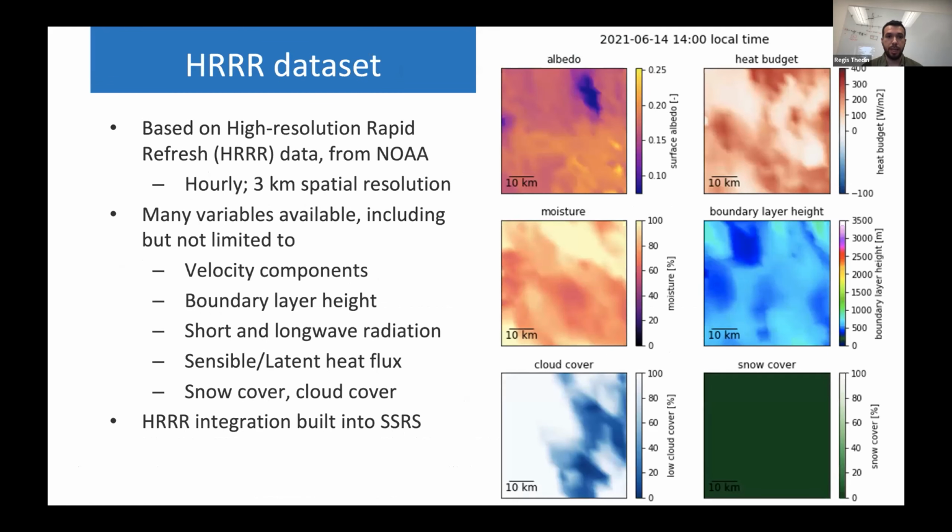This is the HRRR data set, made publicly available by NOAA: High Resolution Rapid Refresh, 3 kilometers spatial resolution, hourly, with many variables available. This is just a sample on the right of what is available. We have that integration built into SSRS. It's all there. It's on the dev branches if you want to try it out later.